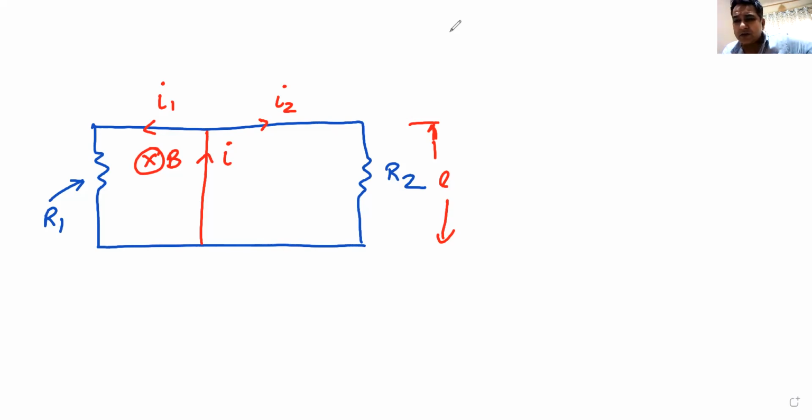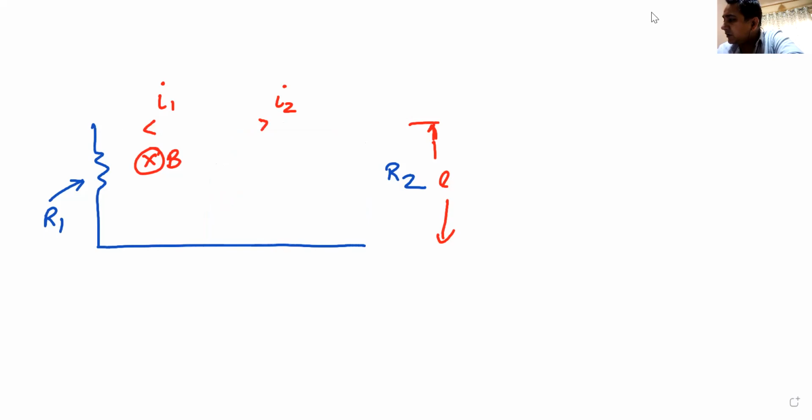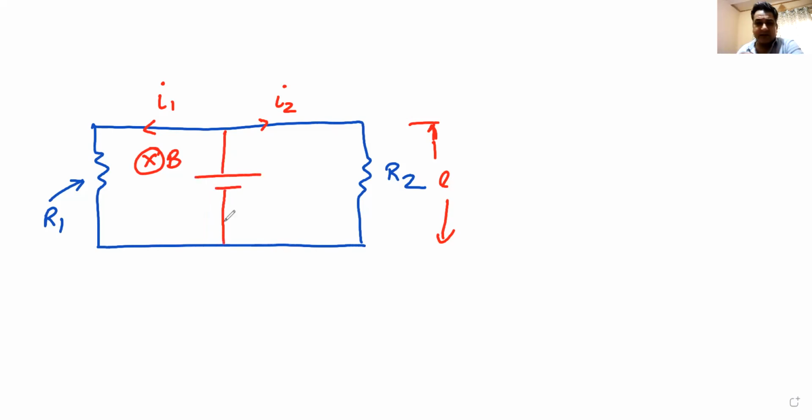The only thing that will be converted into a battery would be this branch. What will be the value of battery of this branch? Anyone? So I can take this branch out, and in place of this branch I will put a battery, and the battery would be like this. V cross B. The upper point becomes higher potential, the lower point becomes lower potential. The value of EMF is VBL.